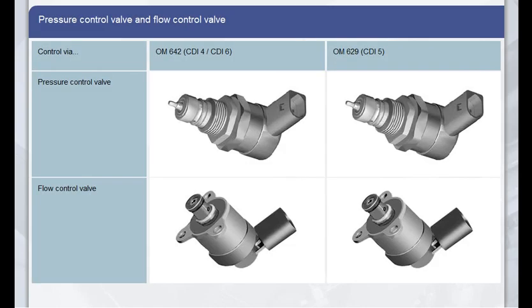You are already familiar with the high-pressure control system of the CDI-3 with the pressure and flow control valve from the third part of the program series on common rail direct injection. The following table provides an overview of the conditions for high-pressure regulation on the 642 and 629 engines. Click on the valves in the table to find out more.